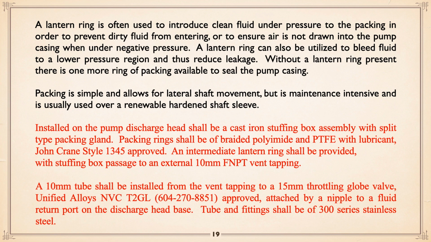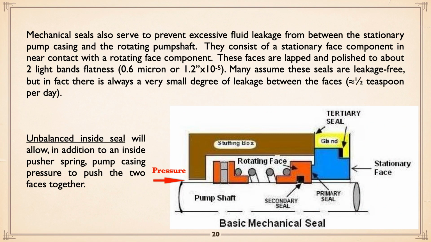If you don't have a lantern ring, classically one more ring of packing is provided to provide the pump seal. It's simple, allows the shaft to move in and out, but it is somewhat maintenance intensive. It is usually put over a renewable hardened shaft sleeve because it does tend to wear that. And with a renewable sleeve, you can pop the sleeve off when it's worn, put it back. And the red here is typical specification of what's involved. And if you've got a vent line coming off the discharge, it specifies a little globe valve for throttling it, etc., etc. Now, mechanical seals.